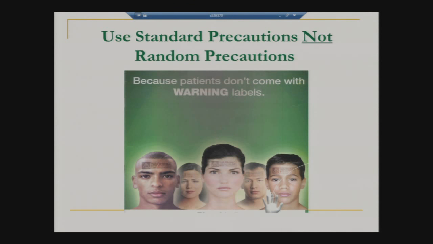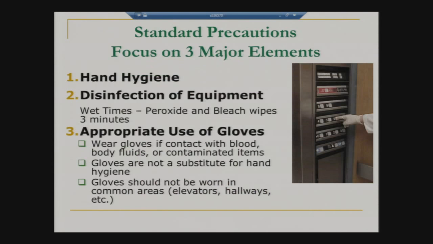How to use standard precautions, not random precautions. Because patients don't come with warning labels, such as you see here, we have focused on 3 major elements of standard precautions. The first one is always hand hygiene. 2 is disinfection of equipment with a wet time for peroxide and bleach wipes of 3 minutes. Number 3, the appropriate use of gloves.